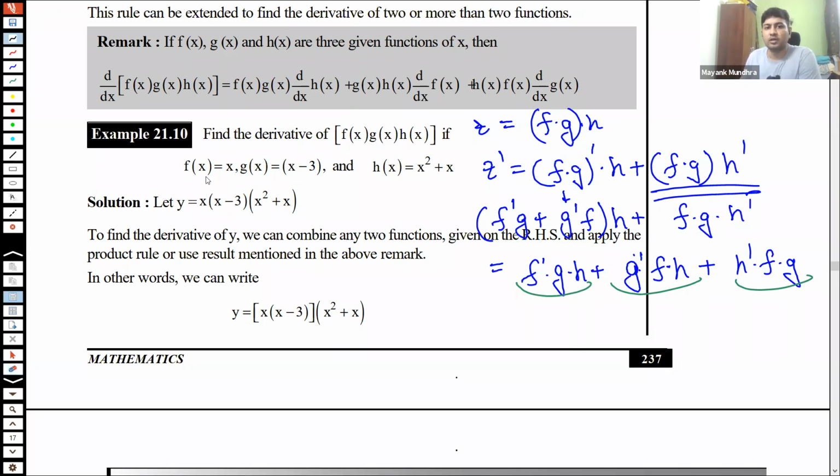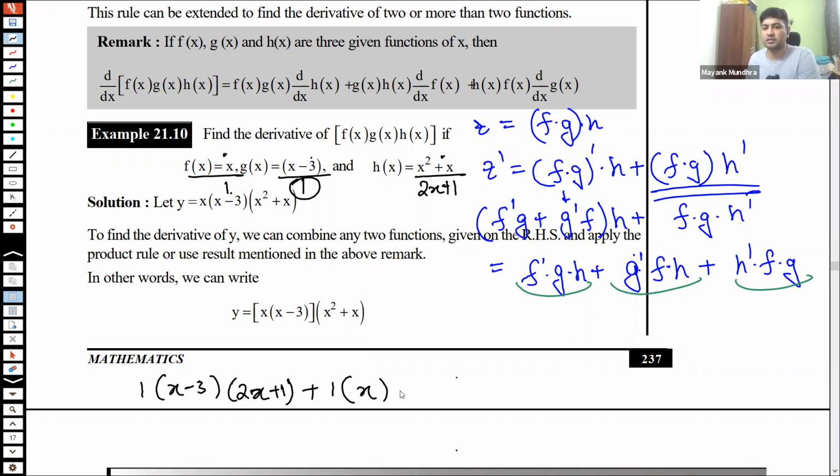So first I'm going to differentiate this. So the differentiation of this is 1, differentiation of this is also 1, and differentiation of this thing is 2x plus 1. So my final answer is going to be 1 times x minus 3 into 2x plus 1. Okay, so I kept this thing, this thing, this thing. Now I am going to keep the differentiation of this and these two as intact, plus 1 times x into 2x plus 1.